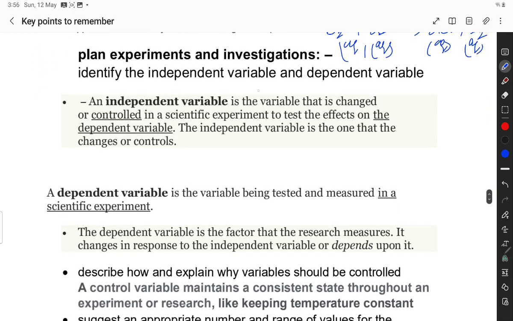Plan experiment and investigation. Identify the independent variables and dependent variables. An independent variable is the variable that is changed or controlled in a scientific experiment to test the effects on the dependent variable. So the independent variable is always at the x-axis, and at the y-axis is the dependent variable.